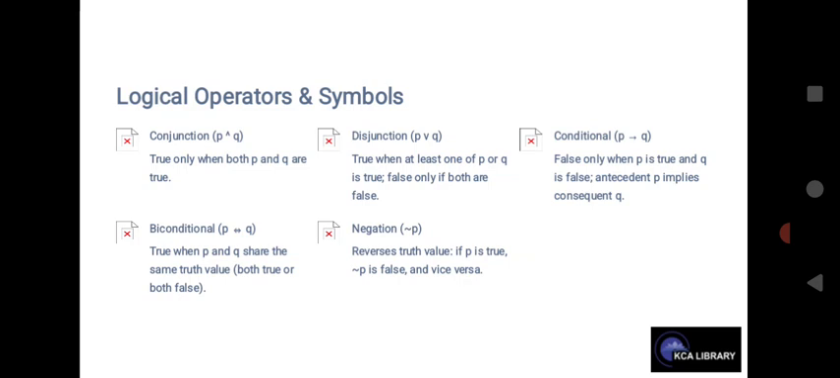Then negation. Negation is simply the reverse of the truth value. So if P is true, the negation of P is false, and vice versa. If I say P: it rained heavily today, the negation of P will be: it did not rain heavily today, the opposite or the reverse of the statement.